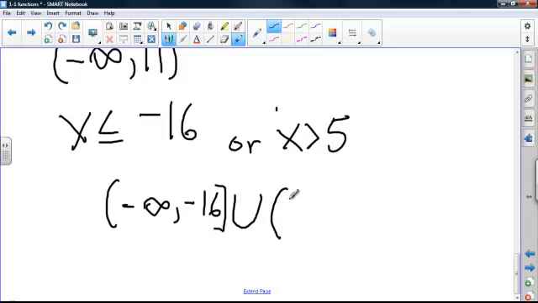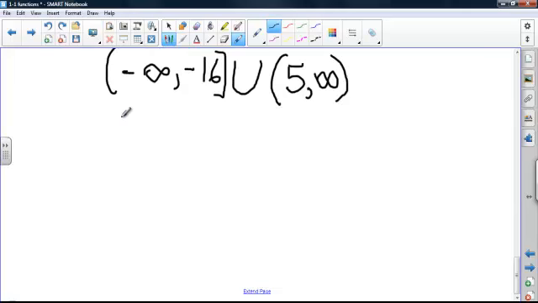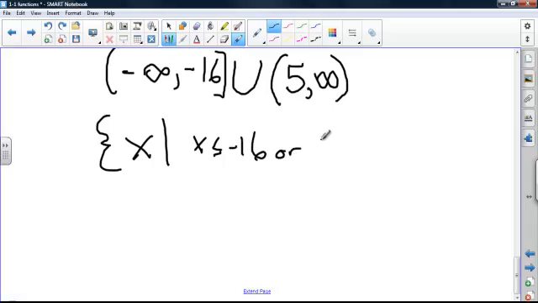X has to be greater than 5. So 5 to infinity. This is your interval notation. Now if I were going to put this into set builder notation, it would be brace, X such that, and then remember it's an inequality, so I just put in X is less than or equal to negative 16, or X is greater than 5. Stipulation, X is an element of the real numbers.